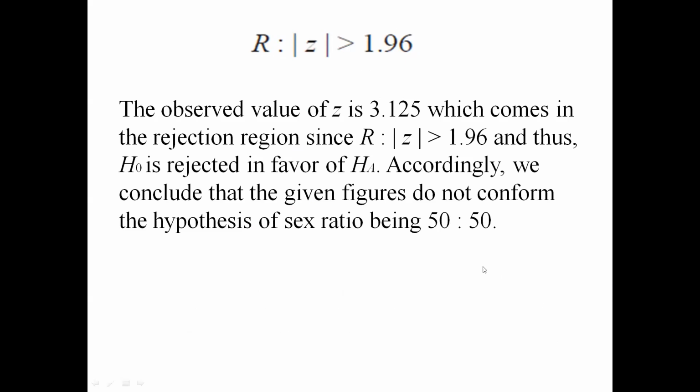Then R is a reason. It is a ratio of magnitude of Z. Z is greater than or equal to 1.96. The observed value of Z is 3.125, which comes in the rejection region. Since the magnitude of Z is greater than 1.96, H0 is rejected in favor of HA. Accordingly, we conclude that the given figures do not confirm the hypothesis of sex ratio being 50:50.